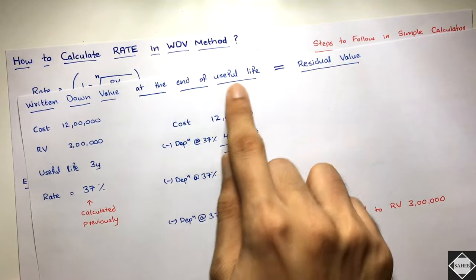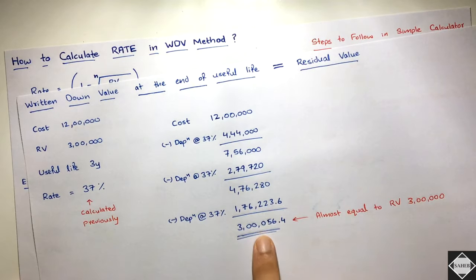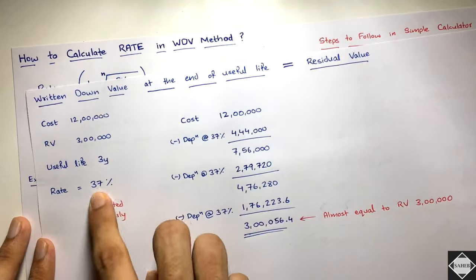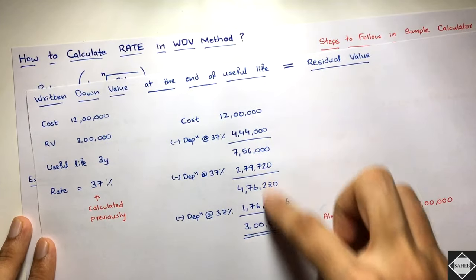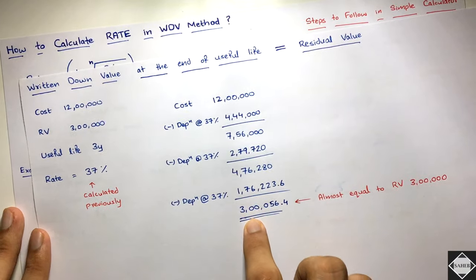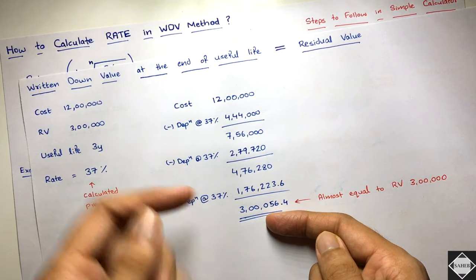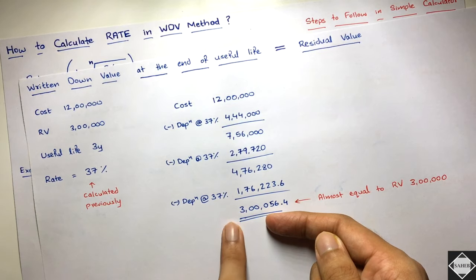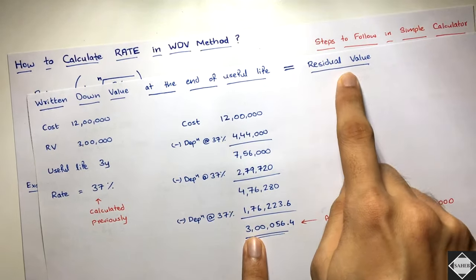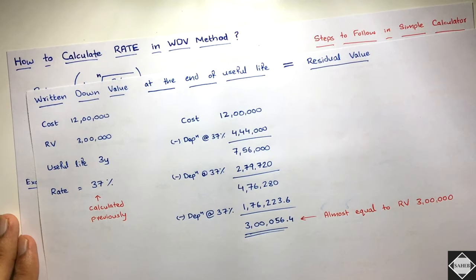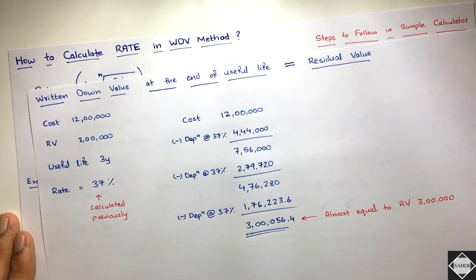Now written down value at the end of useful life is equal to residual value. We have proved this. We calculated the rate, we used the rate in calculation, and we found out the written down value, the book value, the carrying value at the end of its useful life, at the end of third year, it is equal to residual value. Is that clear? Simple and straightforward. Now let's just move on to the problem. Okay, let's see the problem.